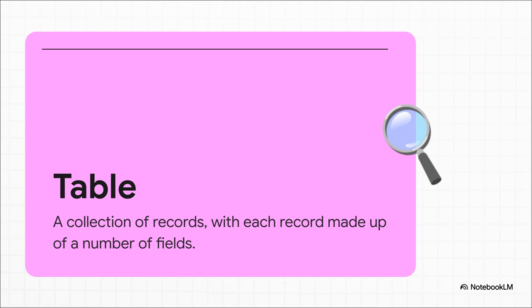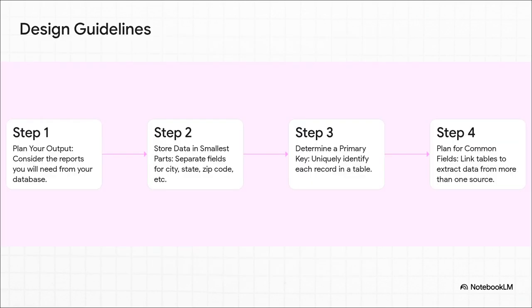Okay, so the absolute foundation of this whole structure is the table. You can think of it like a spreadsheet, but, and this is a big but, it has very strict rules. Each row is a unique record, like one single customer. And each column is a field that holds one very specific piece of information, like just their first name or just their city. And this, right here, this is the secret sauce to good database design.